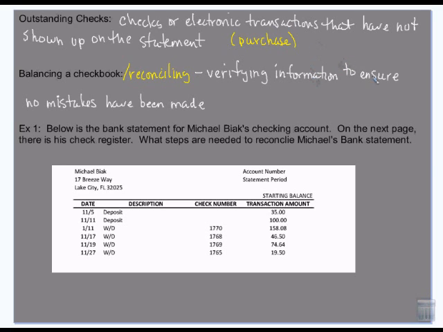So you're comparing your bank statement to your register.